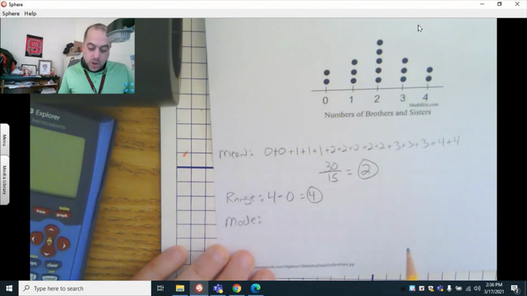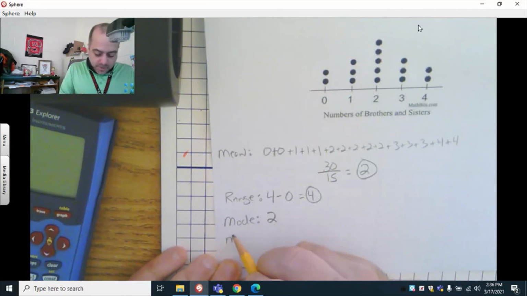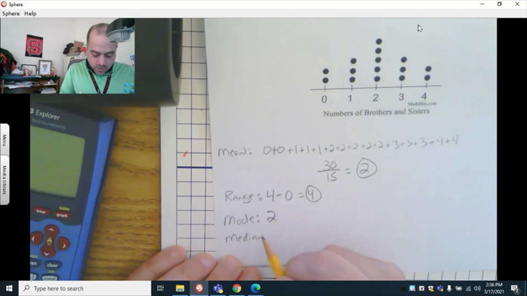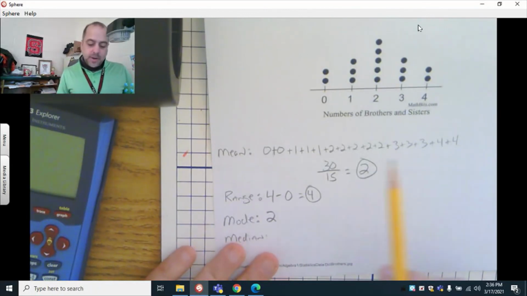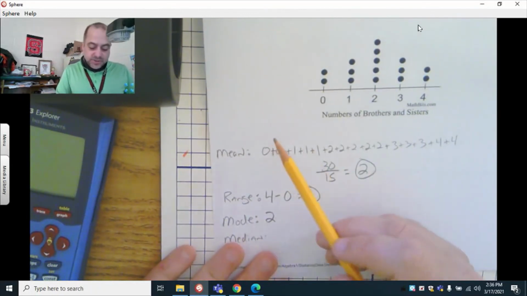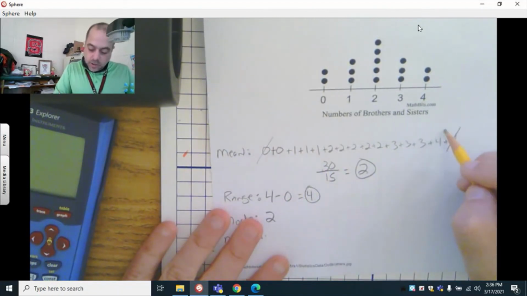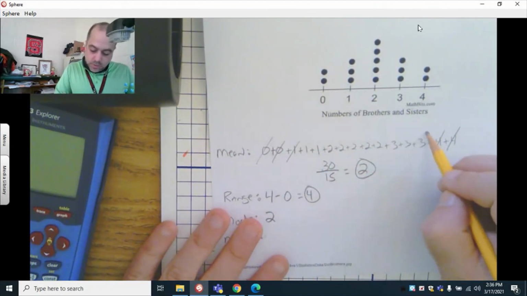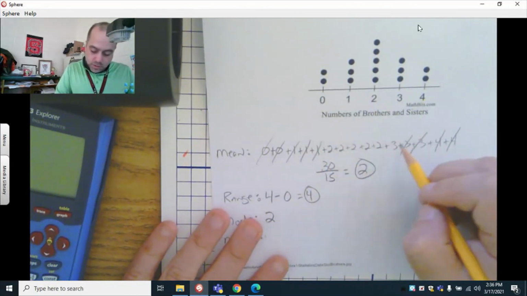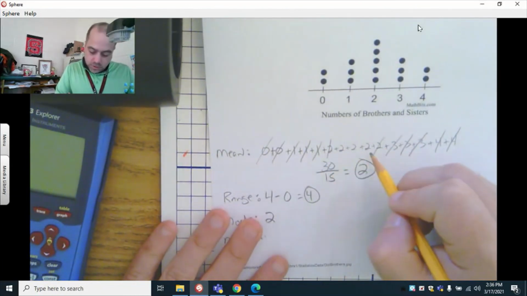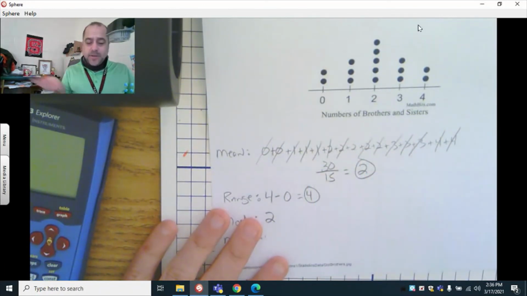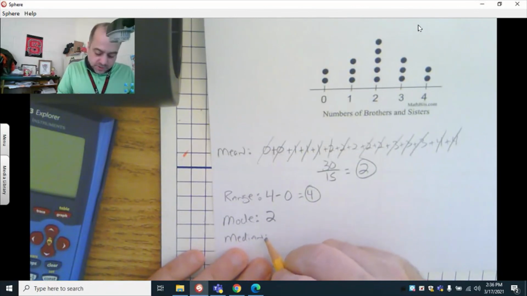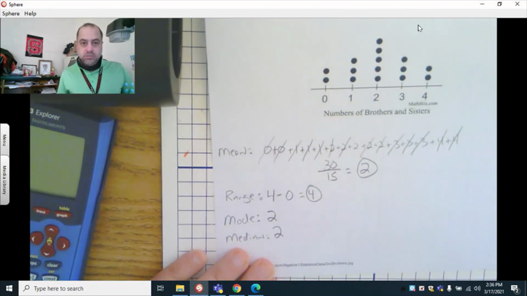The mode, the number we see the most, was 2, right? It was 5 2s. And the median, we have to slash them up, right? Find the number in the middle. All right. I've kind of made a list right here. Let's just use this. Look, there's only one left in the middle after we slashed them. That's good. That means we're done with it. So the median is also 2.